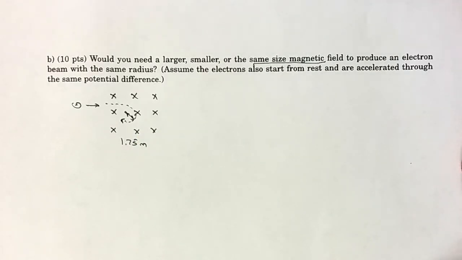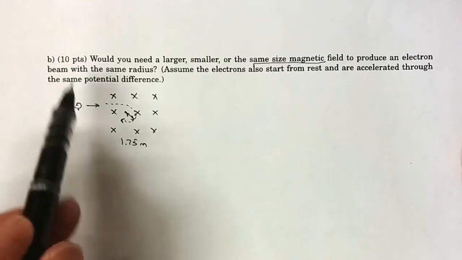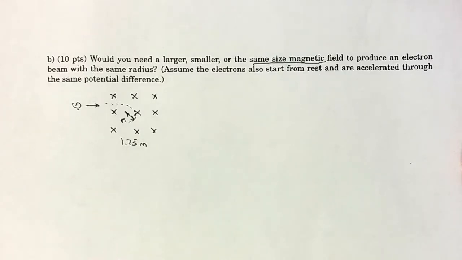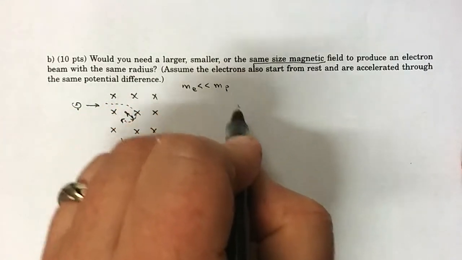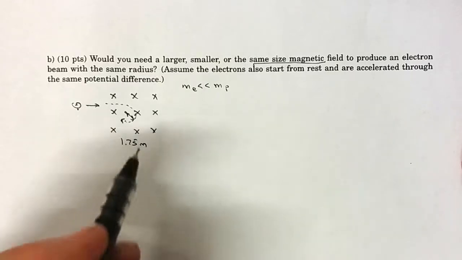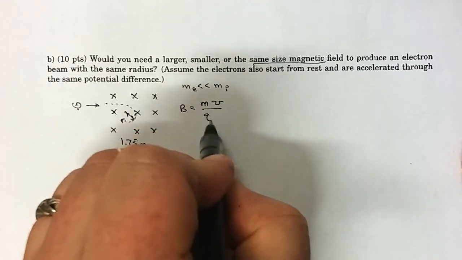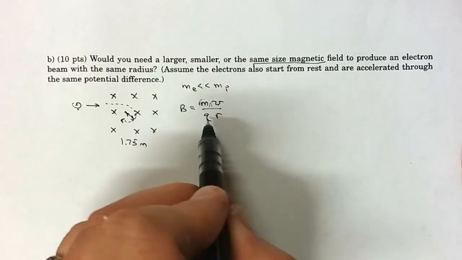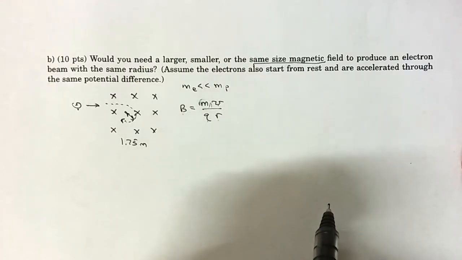So what do we have to do to the magnetic field to produce that trajectory? Now, I guess there's two ways you could do this. One, go back and put the mass of an electron into all the stuff we did up above and recalculate B and see if it's bigger or smaller. Or you could try to reason it out. Well, first of all, we know that the mass of an electron is much less than the mass of a proton. So one would think if B is equal to mv over qr, if m is a lot smaller, v, q, and r being the same, then B would need to be a lot smaller.